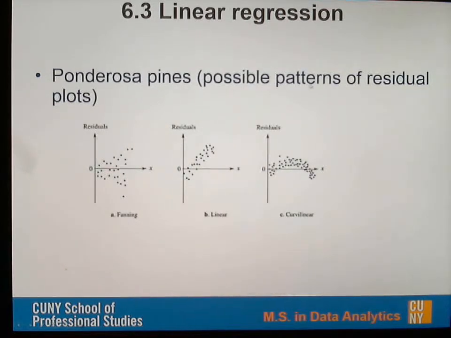So possible patterns of residuals could be fan-shaped, could be a linear relationship, could be curvilinear. But all these are not ideal in the sense that we don't really want them. We want to look at the residual plots and have them look random.